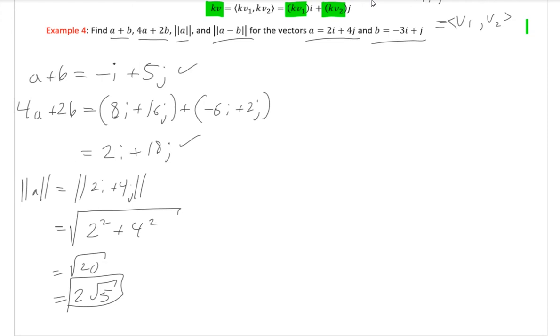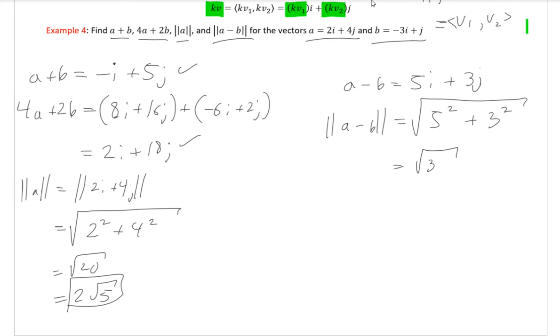And lastly, we want the magnitude of a minus b. So first we need to find the vector a minus b. That'll be 2i minus negative 3i, which gives us 5i, plus 4j minus j, which gives us 3j. So then the magnitude of a minus b would be the square root of 5 squared plus 3 squared. It's 25 plus 9, that's 34, which doesn't simplify any further. So root 34. And that's it.